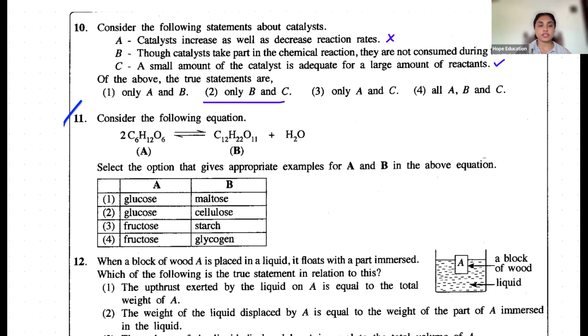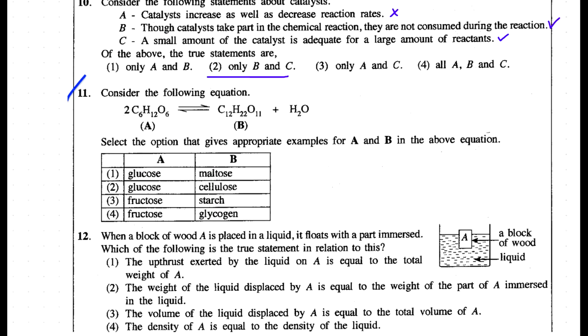Consider the following equation. Select the option that gives appropriate examples for A and B in the above equation. What is A, Lamai? When you look at it, A has the chemical formula C6H12O6. Generally, what is A? Okay, A can be glucose. What else can A be? Just glucose. Here A can be glucose. I mean generally speaking.